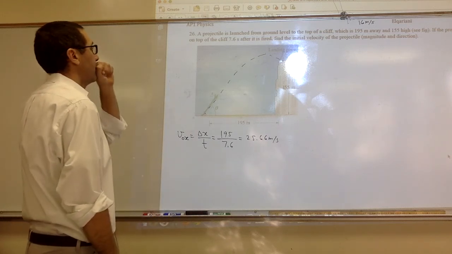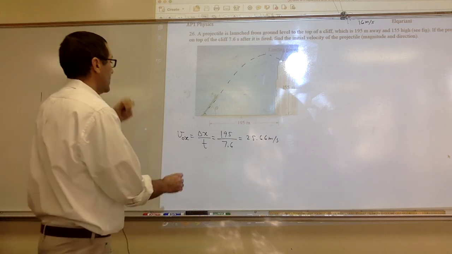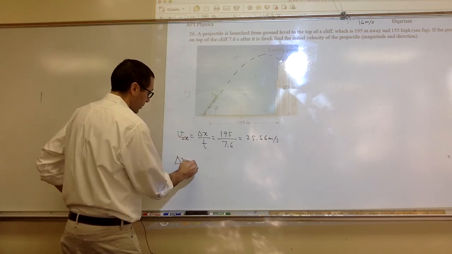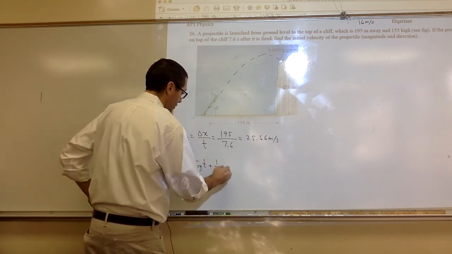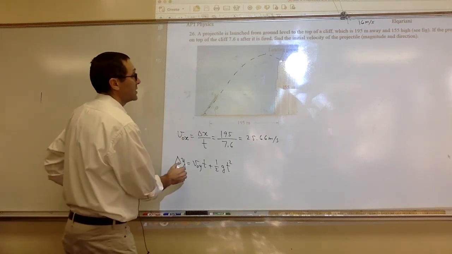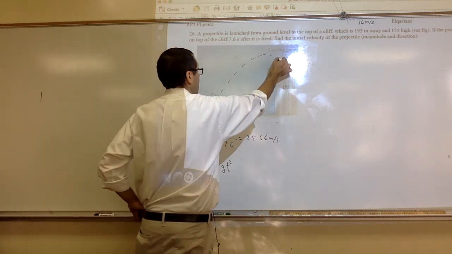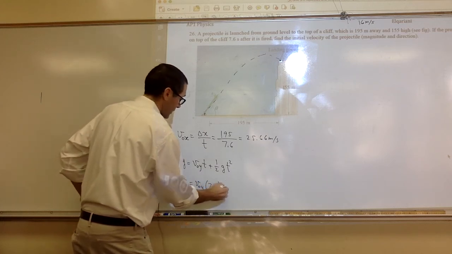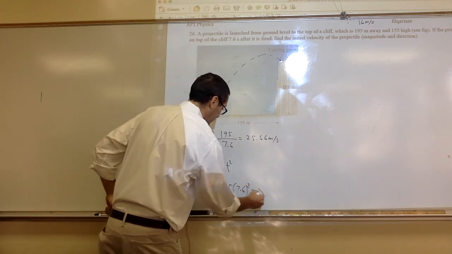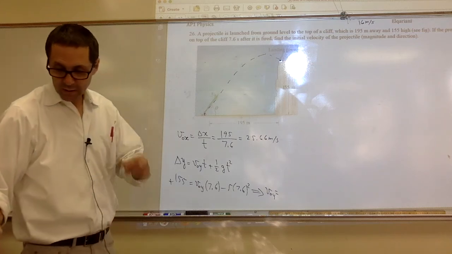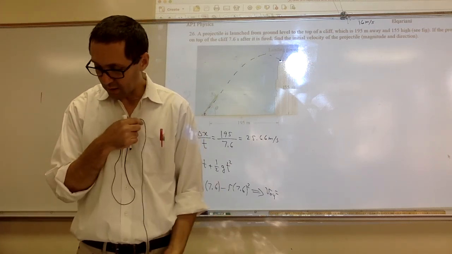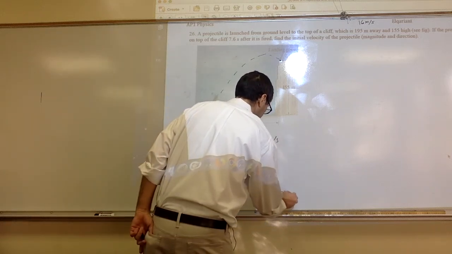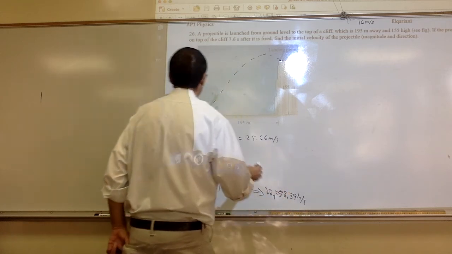Now, to find the velocity in the y direction, we're going to find the vertical component of the initial velocity. So I'm going to use delta y equals v0y t plus half g t squared. Now this is 155. That's positive because you're going to end up above where you started, so that's a positive displacement. For v0y, you put in 7.6 for time in both parts, and if you solve this equation, you get an initial vertical velocity equal to 58.39 meters per second.